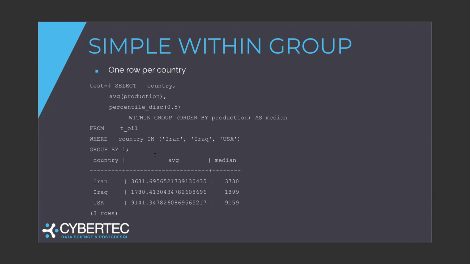So the way you do that is percentile discrete. Within the group, we're going to order by production, and we're going to go 50% into this group, okay? This is how an ordered set is structured. It's like a group by, but it's a group by statement along with ordering, okay? Because for the median, order does matter, okay? That's the core idea.